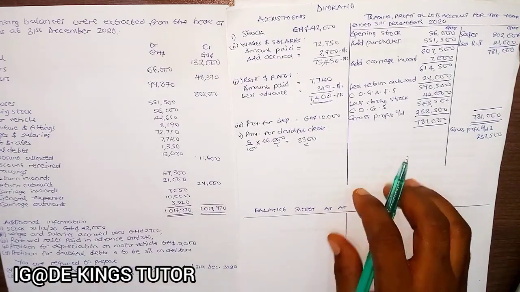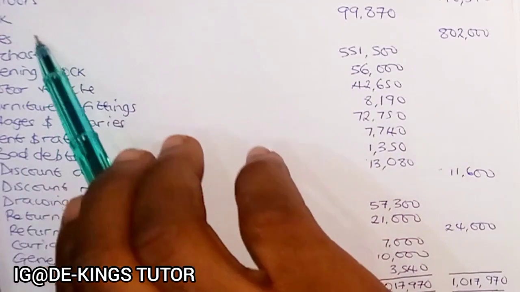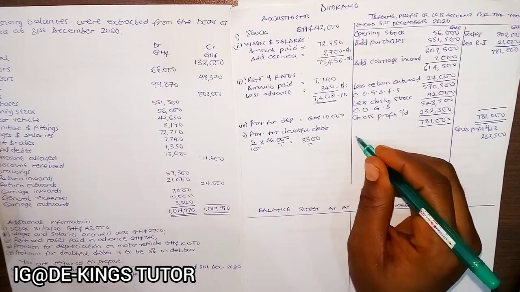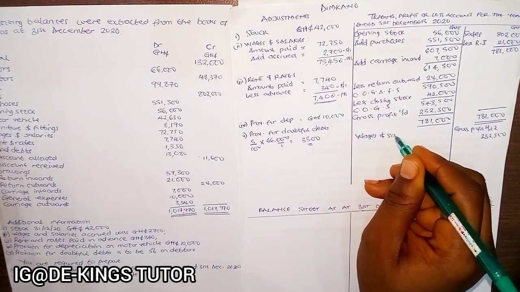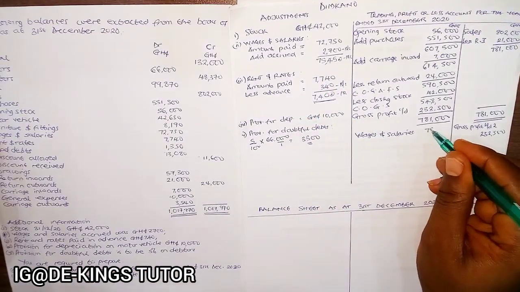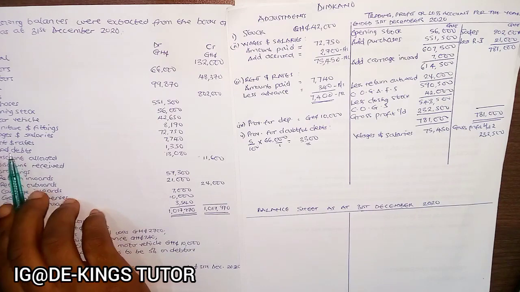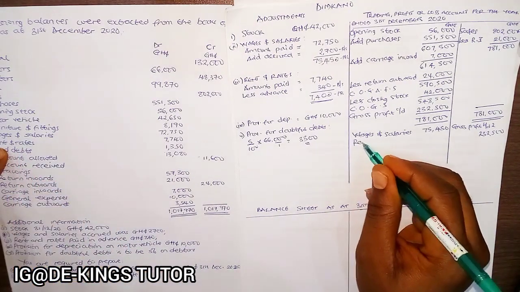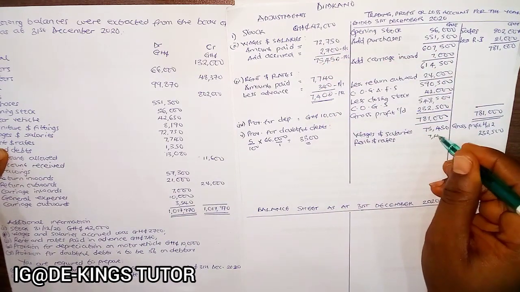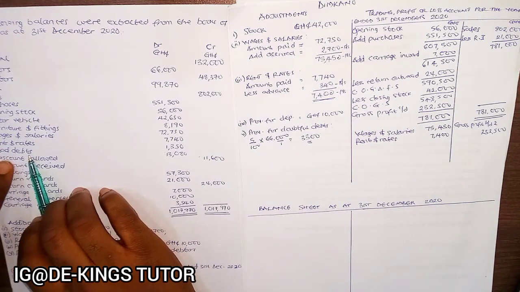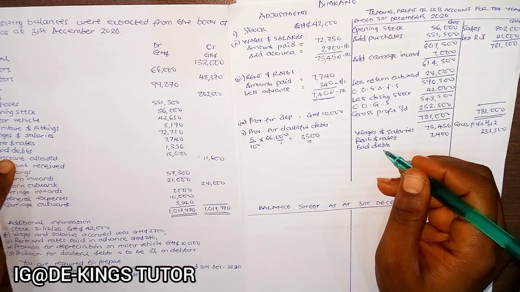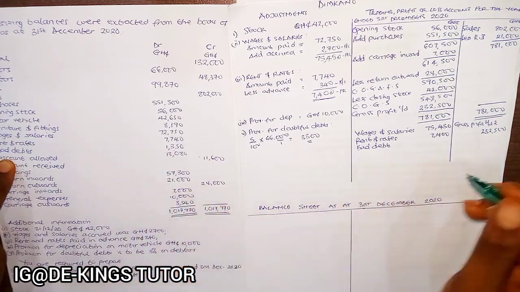So now we'll start here. The expenses: wages and salaries, the first expense. We did an adjustment, so 75,450. Rent and rates, we did an adjustment. 7,400. Bad debt. So I have bad debt, 1,350.